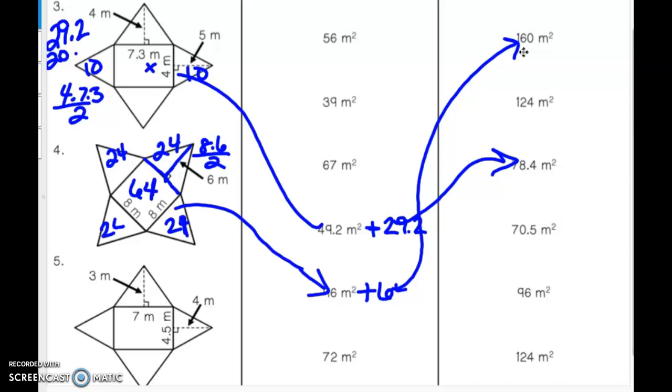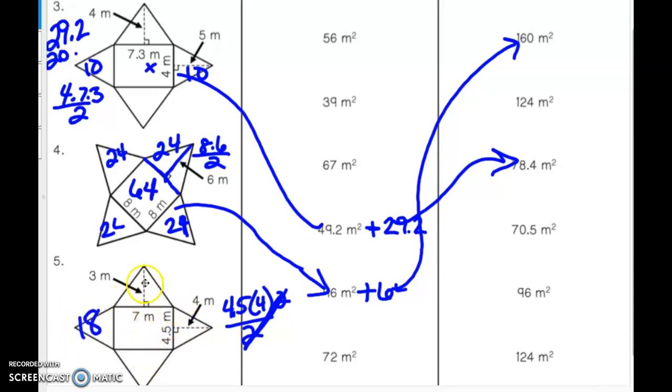The next one, our lateral surface area, it looks like we have 2 that are this size, 2 that are this size. So 4.5 times 4 divided by 2 times 2. Those cancel out. So I'm just going to do 4.5 times 4. And so these together are 18.